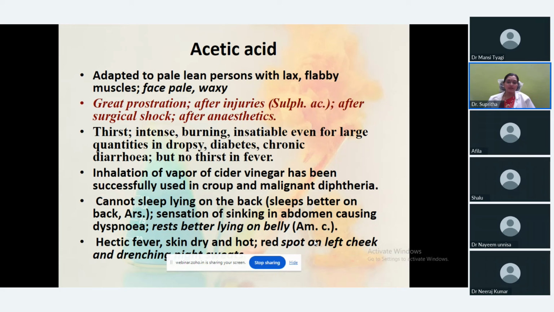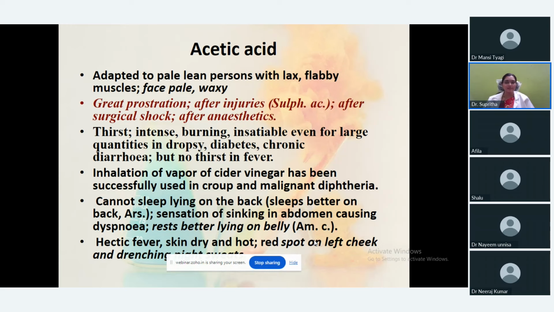Acetic acid: the person cannot lie on the back. He cannot sleep while lying on the back. Another remedy that sleeps better on the back is arsenic. Sensation of sinking in the abdomen causing dyspnea. Rest better lying on the belly. So that is ammonium carb.